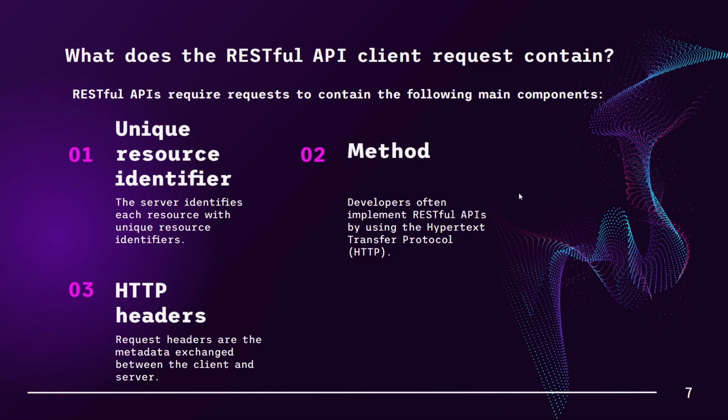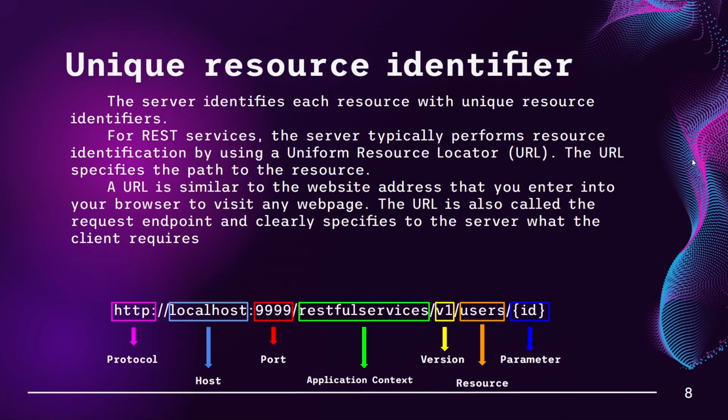We will go over each one of them in a little more detail to see what this actually means. So we have the URI, where the server identifies each resource with unique resource identifiers, as I said. For REST services, the server typically performs resource identification by using the uniform resource locator, which is the URL that everyone knows, and the URL specifies the path to the resource, right?